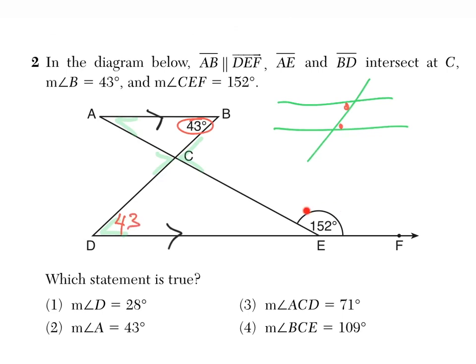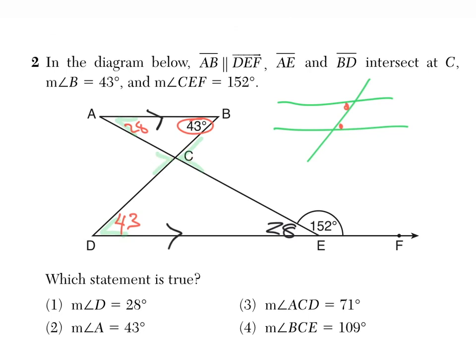I also notice a linear pair right here. So if this is 152 degrees, this angle right here is going to be 180 minus 152. And 180 minus 152 is simply 28 degrees. And then once again, if we've got two parallel lines cut by a transversal, we've got the alternate interior angles. And angle BAC is also going to be 28 degrees. Tremendous. How can we figure out what this angle is and this angle is? Well, if we figure out one, we can figure out the other because they are a vertical pair.